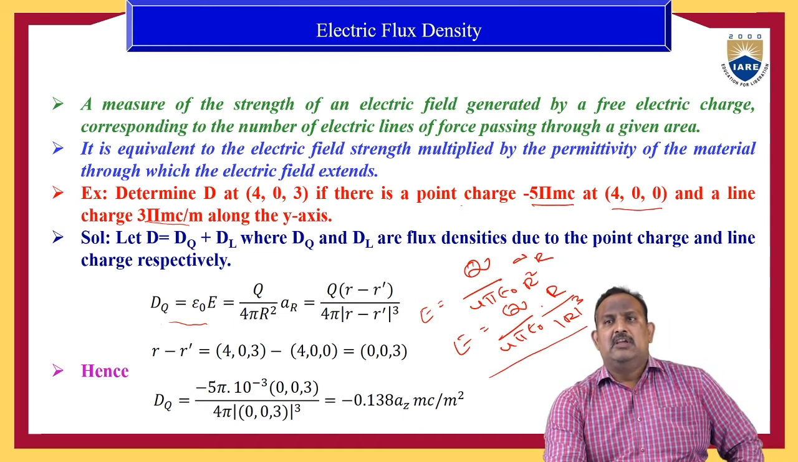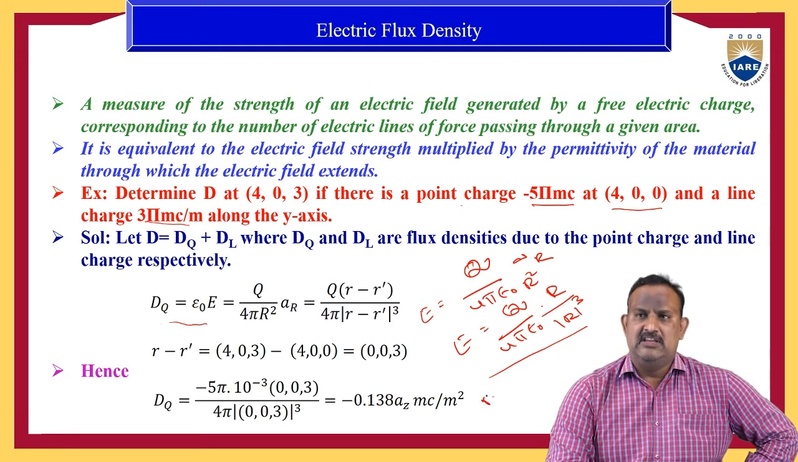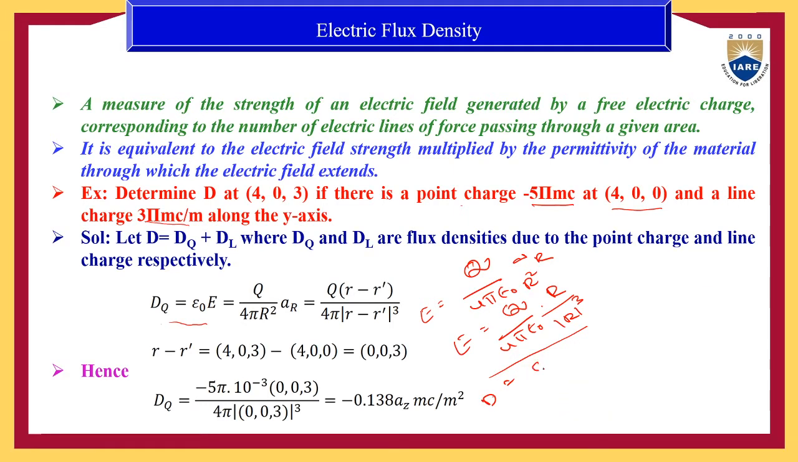Therefore, the electric flux density D is equal to q by 4 pi into r by mod r cube. In place of r, we can write the distance vector r minus r dash, which is the distance vector between the two points, and modulus of r minus r dash is the magnitude of the vector. So the formula is Dq equal to epsilon naught into E, which is q by 4 pi r square into ar, then q into (r minus r dash) by 4 pi into modulus of (r minus r dash) whole cube.